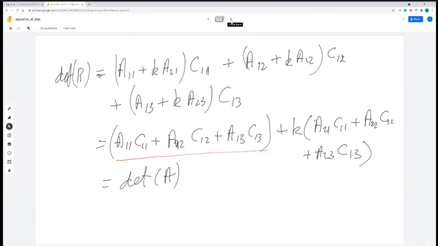But what about this term now? It turns out that this term is 0, because this also looks like a determinant, right? If you try to expand it, you would get something like this. I would write it down here: A21, A22, and A23. This is the top row.